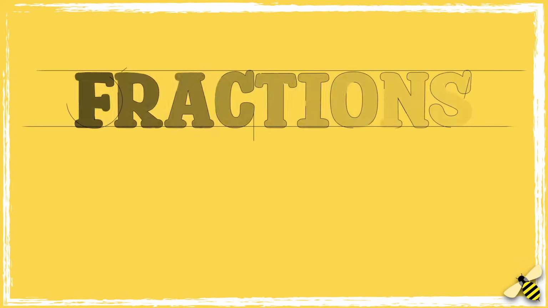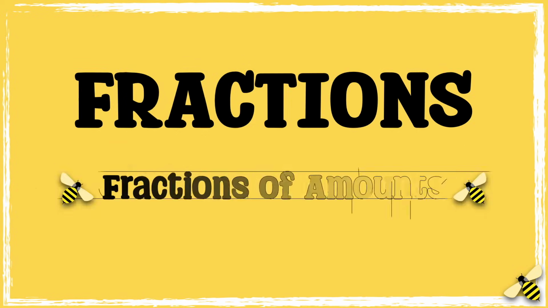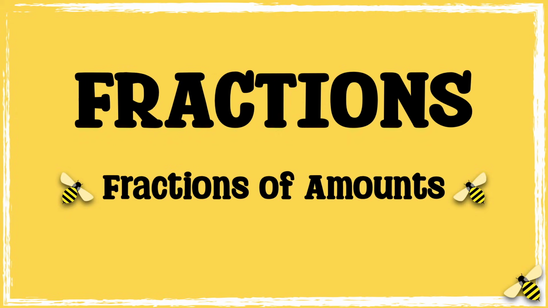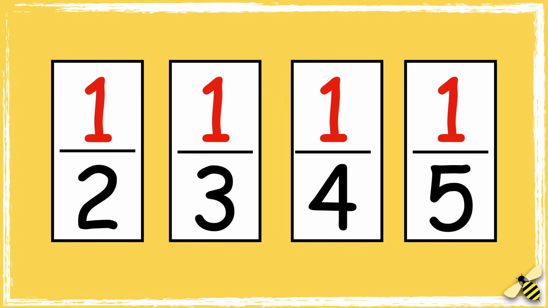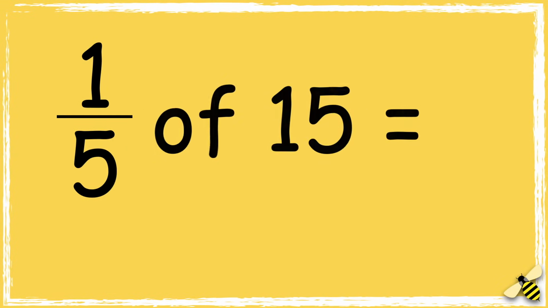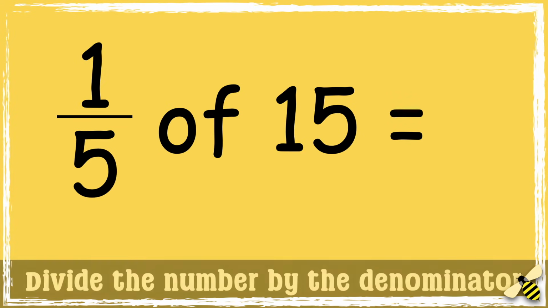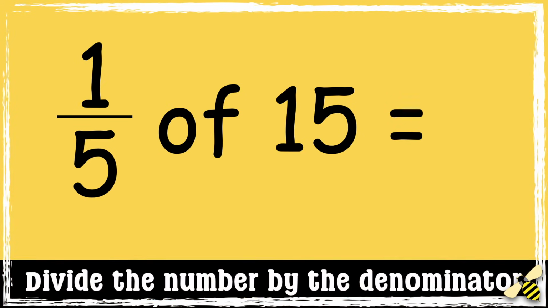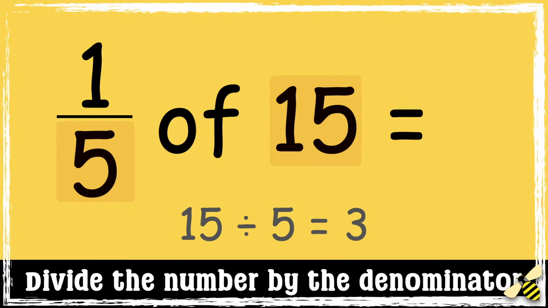In today's video, we're going to learn how to work out a fraction of an amount. Let's start with unit fractions. 1/5 of 15. When it's a unit fraction, we need to divide the number by the denominator. So 15 divided by 5. 15 divided by 5 is 3, so the answer is 3.